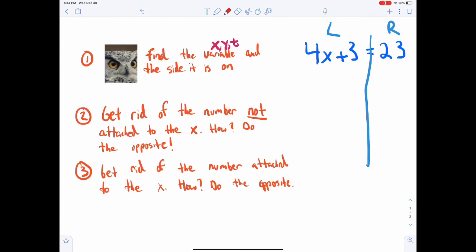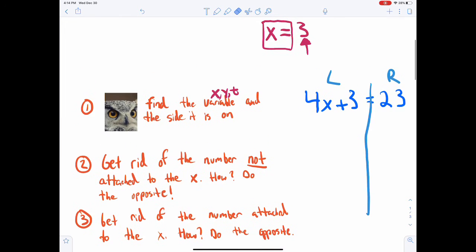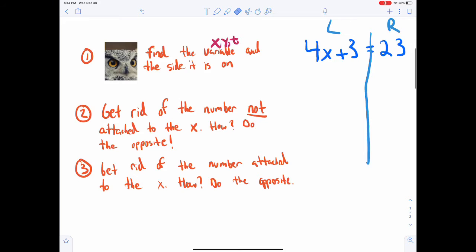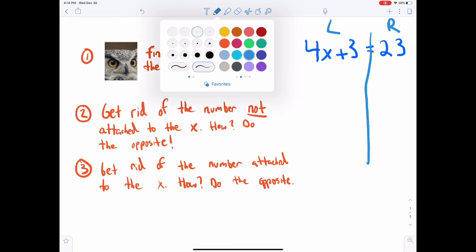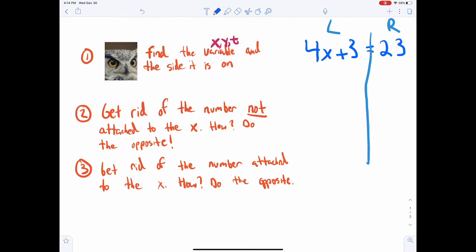Okay, on to step 2. Get rid of the number not attached to the x. How? Do the opposite. Get rid of the number not attached to the x. That would be this 3. The 3 is the number not attached to the x on the x's side, on the left-hand side. So how do we get rid of that 3 so we can accomplish our goal and find what x equals? Well, we're going to do the opposite. And as we learned at the beginning of this video, the opposite of plus is minus. So we're going to minus 3.